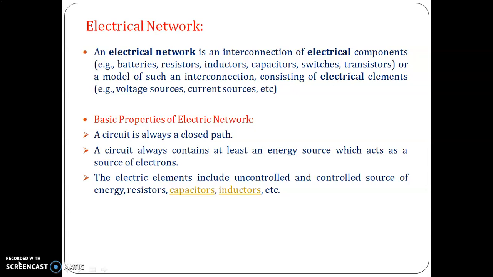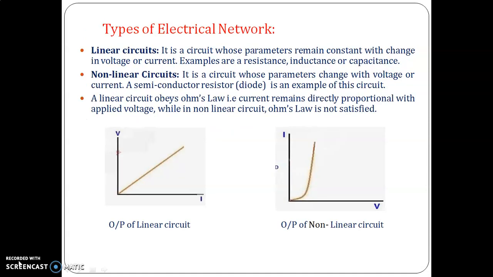See the second point, a circuit always consists of at least an energy source. A circuit without an energy source will not be able to provide a source of electrons, so it should contain at least one energy source. That energy source may be a voltage source or current source, whatever it may be. Coming to the third point, the electrical elements include either the uncontrolled or controlled source of energy, that is voltage or current source, then resistors, capacitors, inductors, etc.